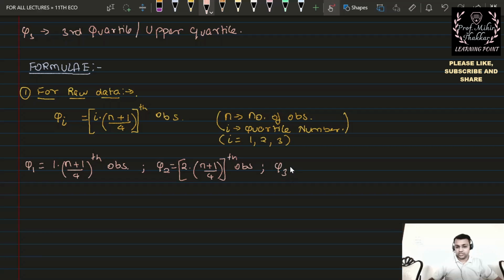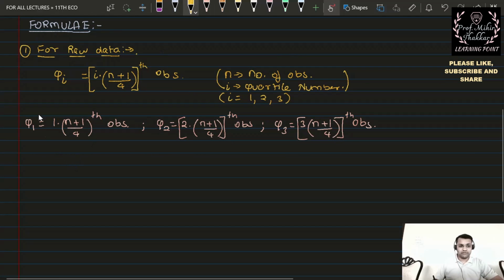And for Q3, i value is 3. So it is thrice of n plus 1 upon the fourth observation. This is the way we will be applying it in the formulas, in fact in the examples when we are solving them.